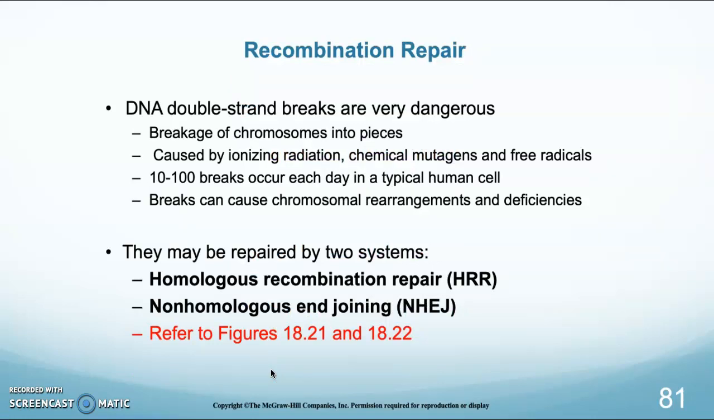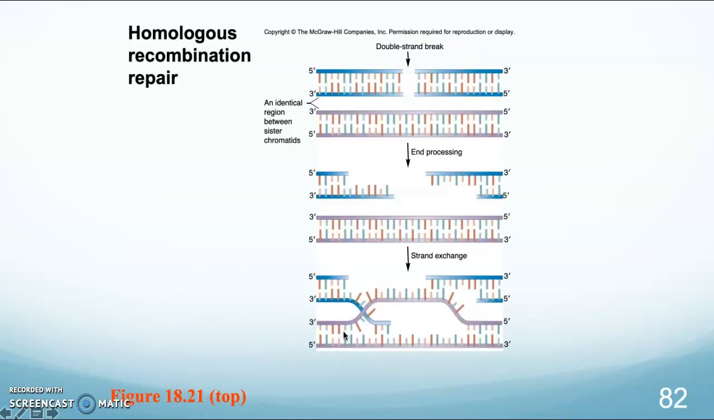If you get breakage of a chromosome into pieces, what we can imagine is that this can cause chromosomal rearrangements or even deficiencies if it breaks down. And this is often caused by ionizing radiation, sometimes by chemical mutagens or free radicals. And we get about 10 to 100 breaks occur each day in a typical human cell. So they have two systems that can repair it. We have our homologous recombination repair or our non-homologous end joining.